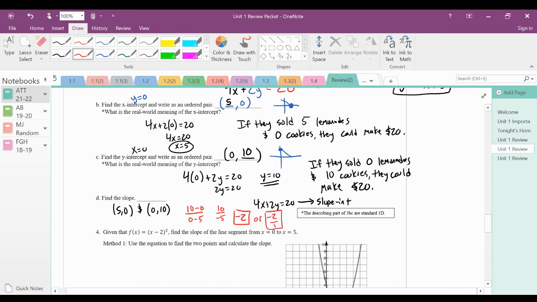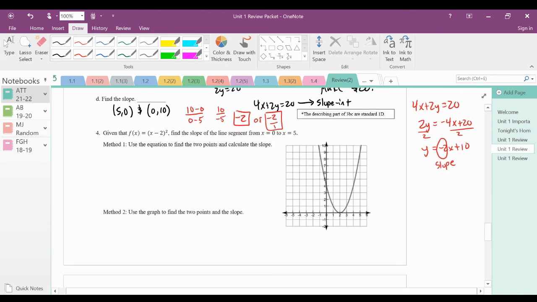Had you taken this equation, 4x plus 2y equals 20, and tried to put it into slope-intercept form, we would subtract 4x from both sides, then divide everything by 2, and we get y equals negative 2x plus 10, and there's your slope again, right in front of x as negative 2.